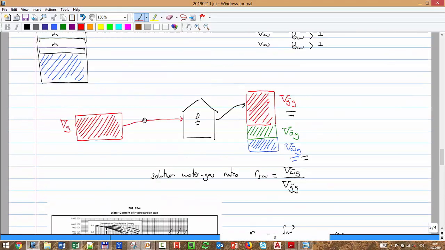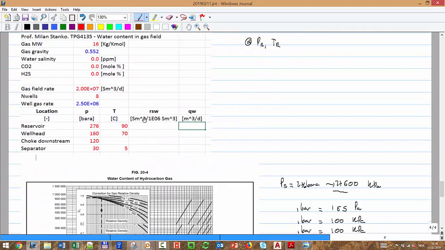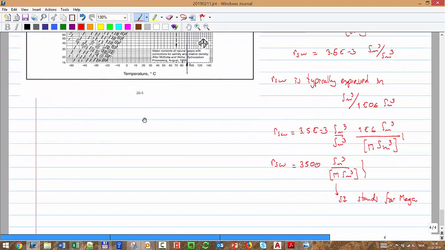If here I have a volume, this volume is 20 million. That's how much the field is producing. I have the ratio between them, right? Simply I can calculate BWG. So simply Q of water at standard conditions will be Q of gas at standard conditions times this RSW. And that is how much for our case? That's 20 million.